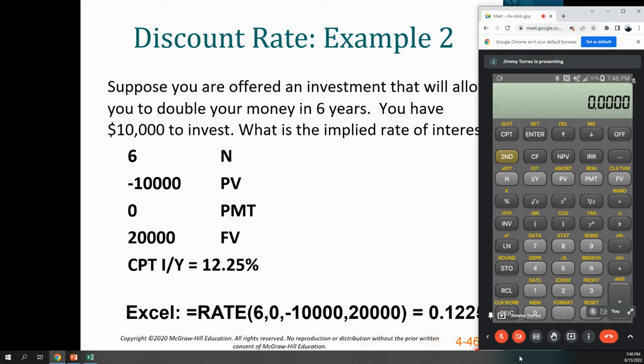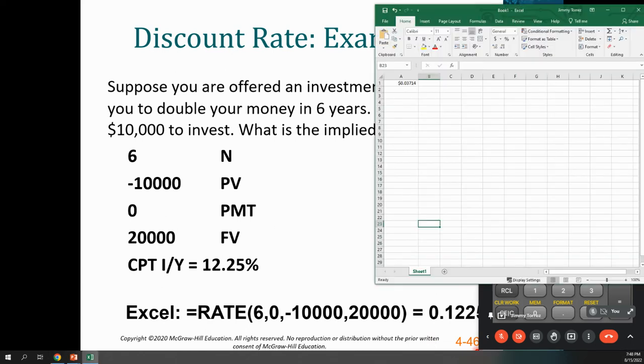Let me go ahead and do this in Excel. In this case, the number of periods is 6. And payments, of course, 0 because it's a one-time thing. The present value, negative 10,000. The future value, positive 20,000. And of course, it's at the end of the period, so type 0. And I get 12.24.